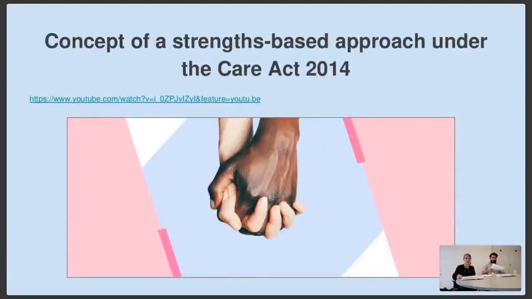So we have a little bit of a video, again just to illustrate what we've been speaking about. It talks about the concept of a strengths-based approach under the Care Act 2014.